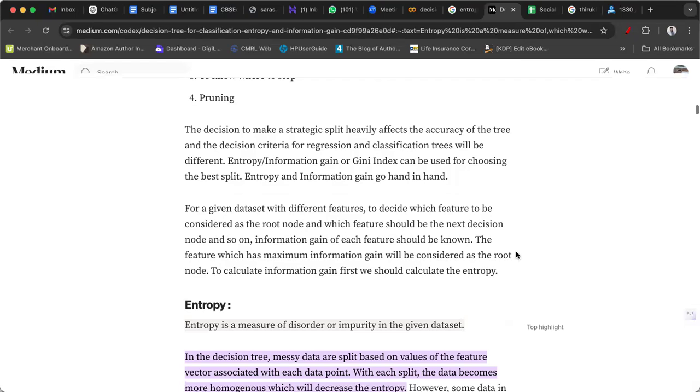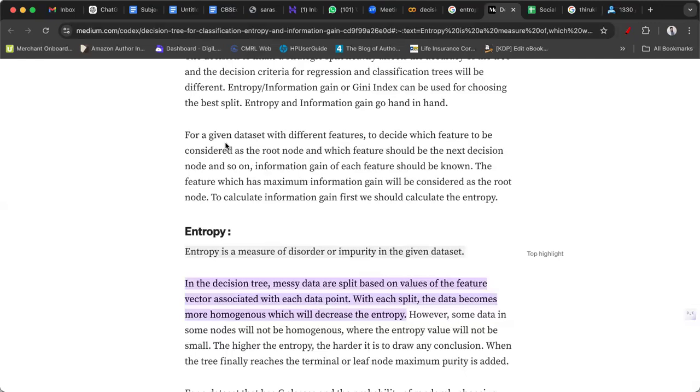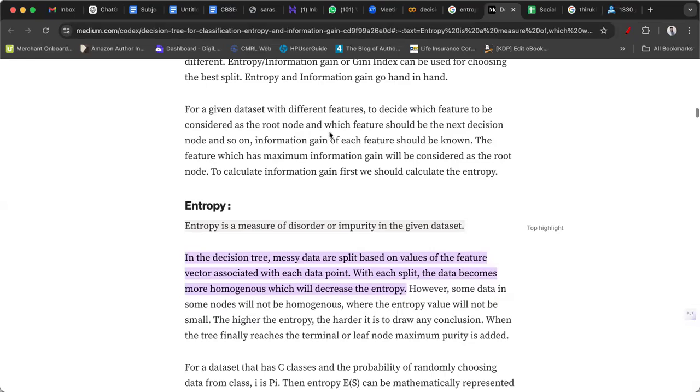So what is entropy? For a given data set with different features, we decide which feature to be considered as the root node and which feature should be the next decision node, and so on. The information gain of each feature should be known. That means where the information is getting explored, and based on that information gain, how the decision making is happening. The feature which has maximum information gain will be considered as the root node.